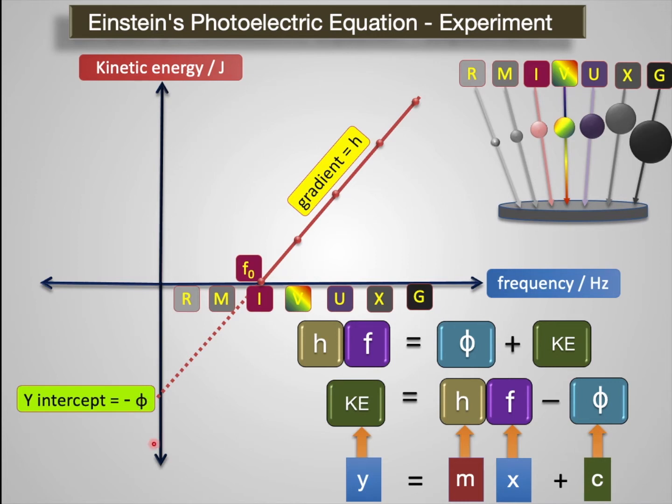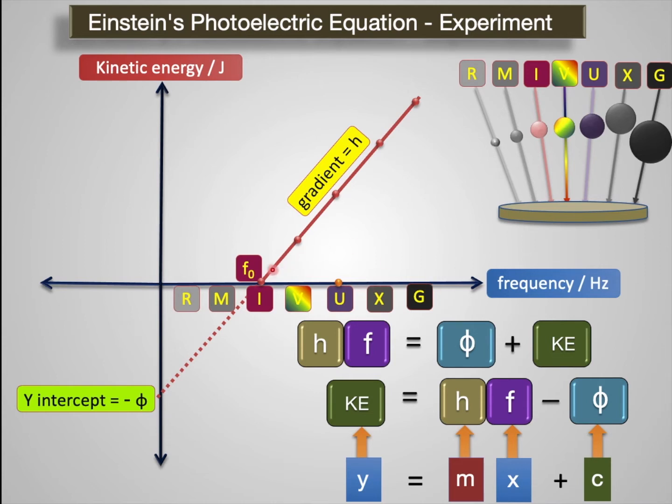Now I am going to repeat the experiment with another metal plate. This metal plate has a higher work function. What does that mean? It needs more energy to remove electrons from this metal surface. What will happen to the threshold frequency? Before, infrared could remove electrons, but now infrared will not be able to remove them because the work function has increased. Sometimes even visible light may not be able to remove them. So let's say now only ultraviolet and above can release electrons.